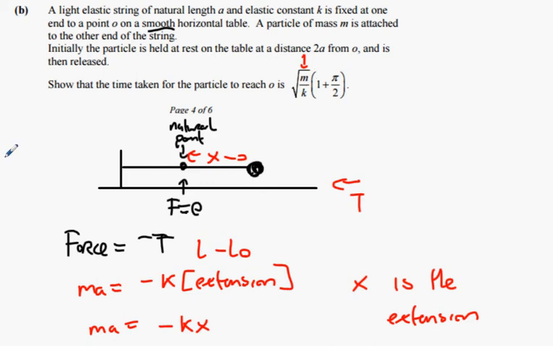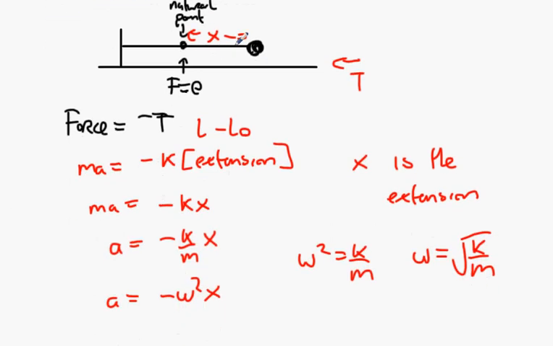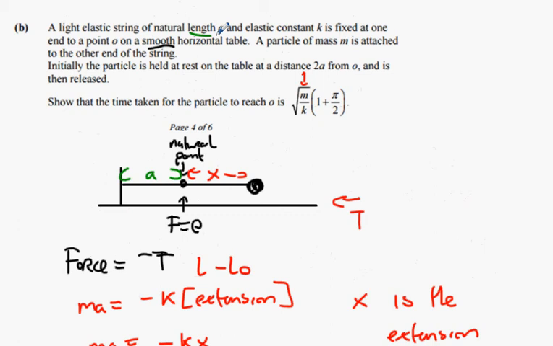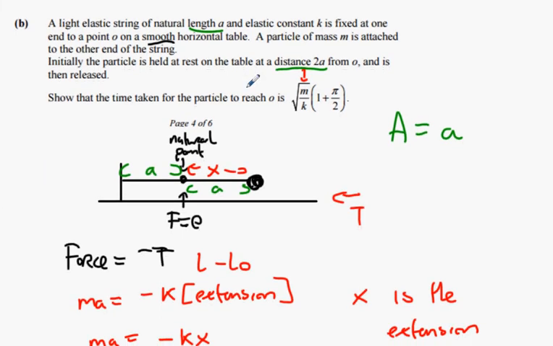Okay. What's the amplitude of the motion, guys? What's the furthest we're away from the natural length where there's no force? So this is distance a. From here to here is a. It says that in the question. Natural length is a. Then what does it say about when we held it at rest 2a away? So that's going to be another distance a. So the amplitude equals small a. Everybody get that? Okay. So this is 2a at release. Show that the time taken to reach O is root m over k, 1 plus pi over 2.